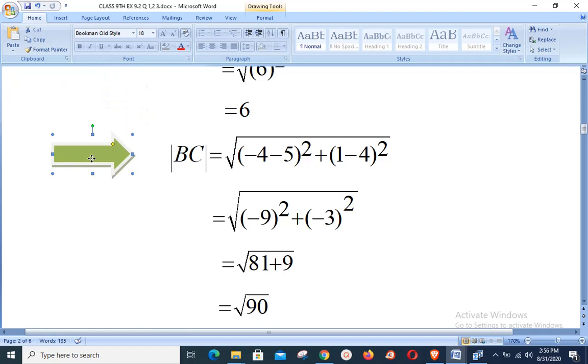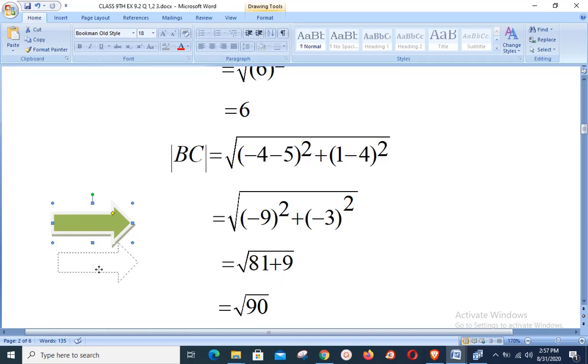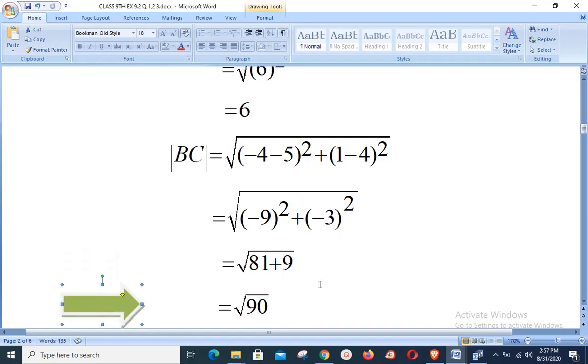Applying the same rule, looking at the values and using the same formula, the square root of (x2 minus x1) whole square plus (y2 minus y1) whole square, we have distance BC equal to the square root of (minus 4 minus 5) whole square plus (1 minus 4) whole square. Making simple simplifications, we are left with the square root of (minus 9) whole square plus (minus 3) whole square. The square of minus 9, viewers, very easy, is 81, whereas the square of minus 3 is plus 9. Adding both values, we have 90 inside the root.